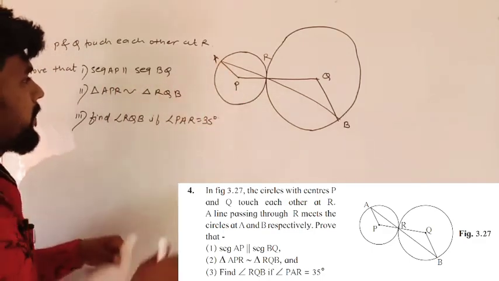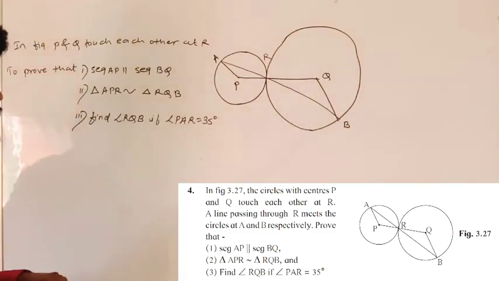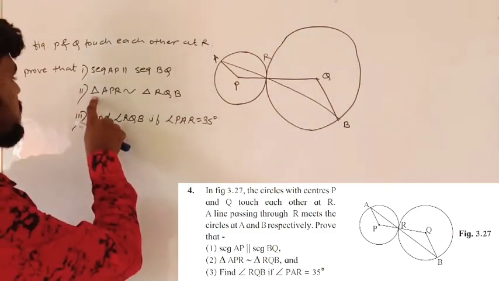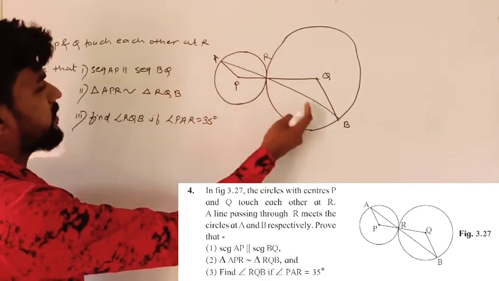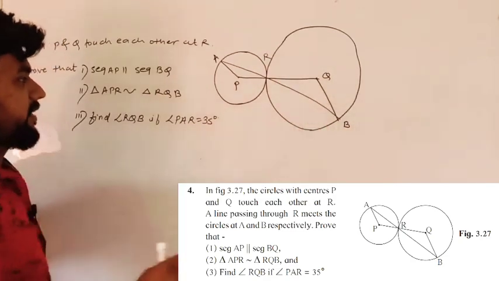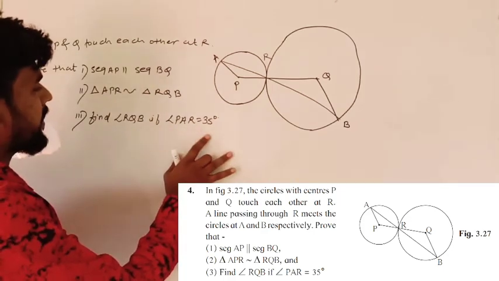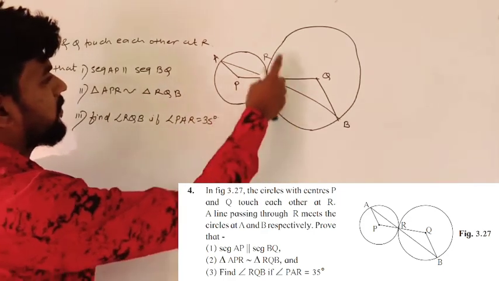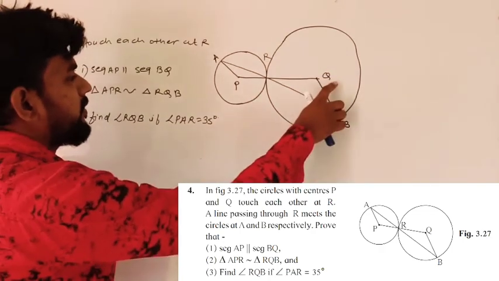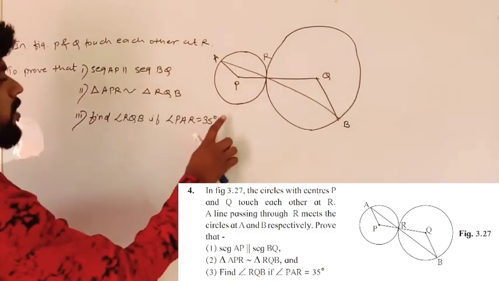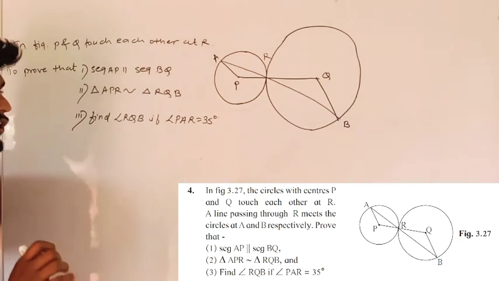This is the first question. In the second question, prove that triangle APR is similar to triangle RQB. And in the third, find angle RQB if angle VAR is equal to 35 degrees. We have to find angle Q, and what is given in the question is angle A equal to 35 degrees.